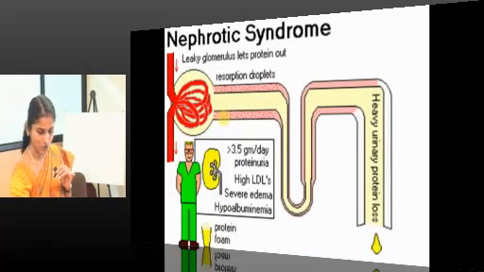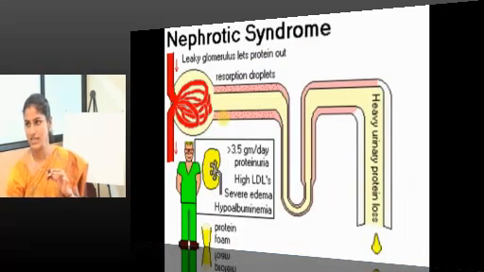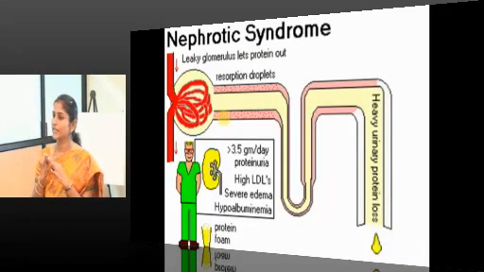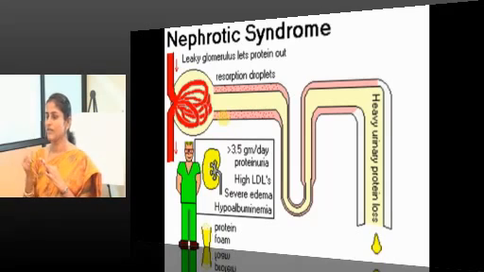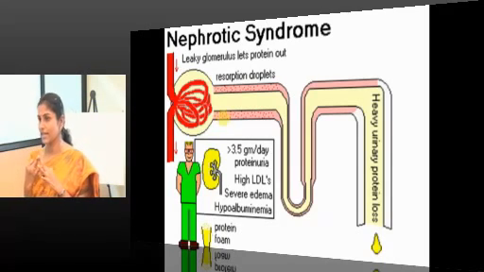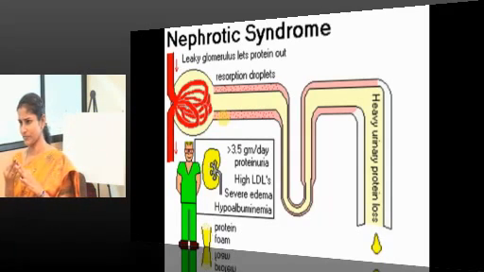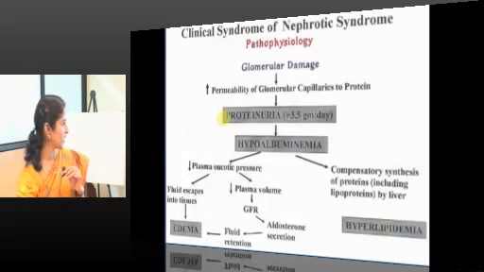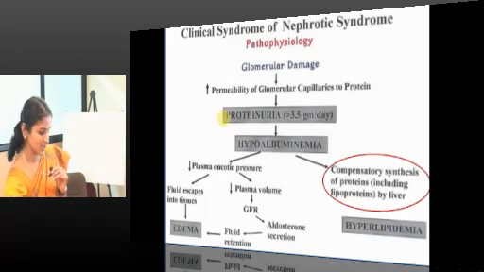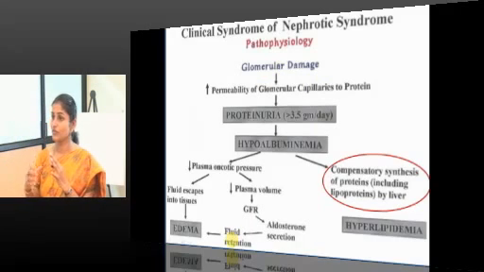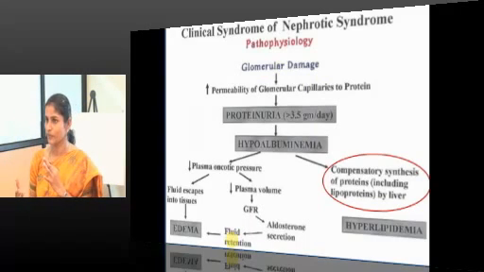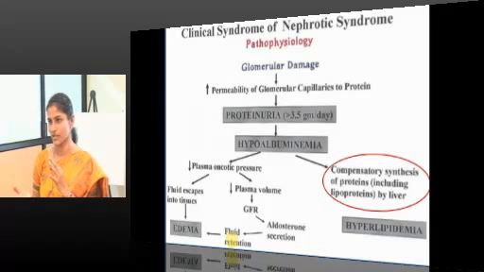So nephrotic syndrome, by definition, includes proteinuria of more than 3.5 grams per day, the resultant hypoalbuminemia and edema, and hyperlipidemia, so the resultant lipiduria and lipid casts. Why there is hyperlipidemia is, say there is loss of protein in the urine and the body is trying to compensate. So the liver compensates but in a wrong way. It produces an increased amount of lipoproteins.